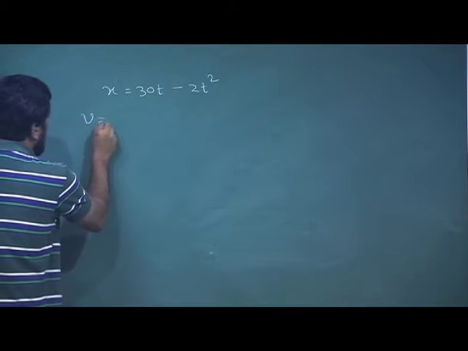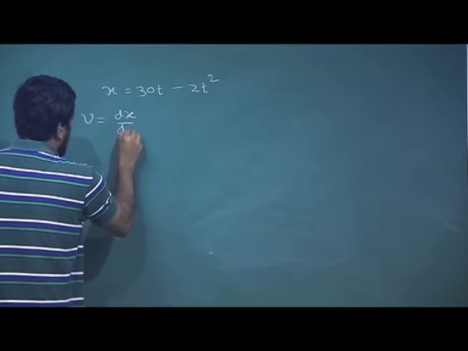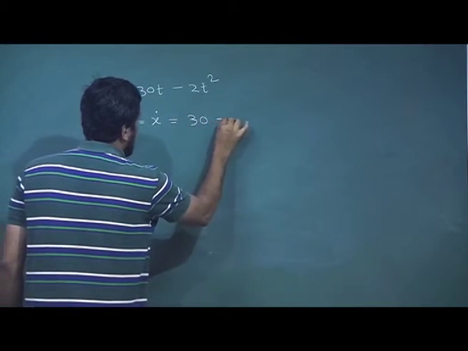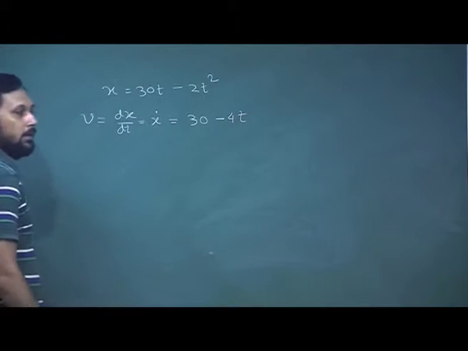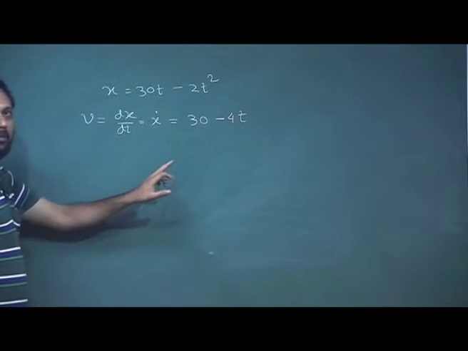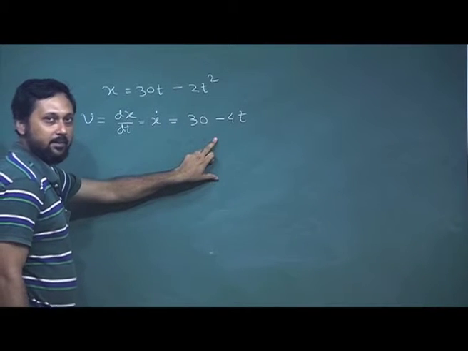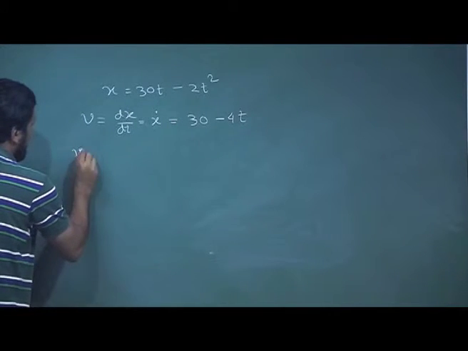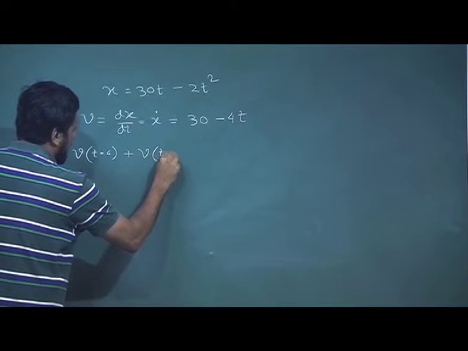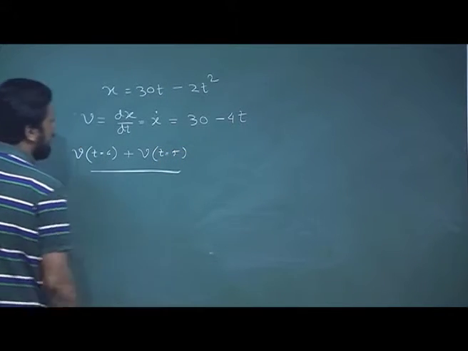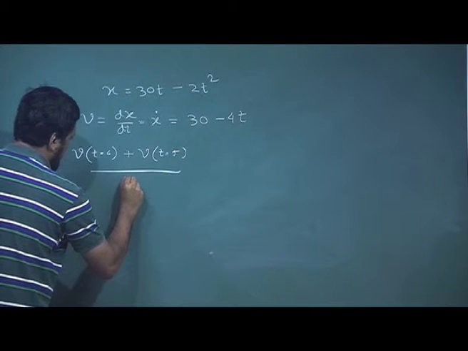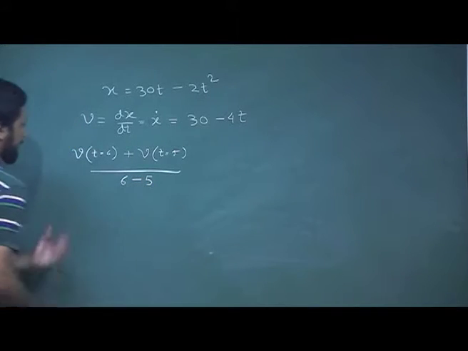So, velocity v will be simply dx/dt, or we can also write it as x dot, which will be 30 minus 4t. Now, what we need to do is compute the average velocity between t equal to 5 seconds and t equal to 6 seconds. So, the average velocity will simply be velocity at t equal to 6 minus velocity at t equal to 5, divided by 6 minus 5, that is the time difference.